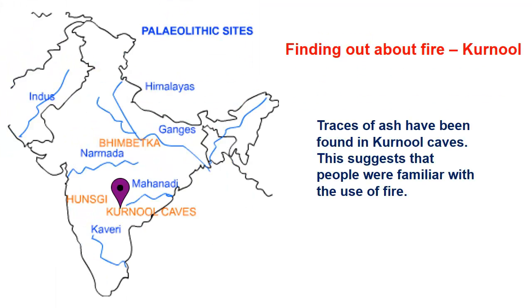Similarly, Kurnool. Kurnool is in present day Andhra Pradesh. It is also on the bank of Tungabhadra. Even there was a finding of ash, that means fire. So traces of ash have been found in Kurnool caves. This suggests that people were familiar with the use of fire. But don't cram so much. So Hansgi, Kurnool, Bhimbetka, what are these? Important Paleolithic sites. Got it?